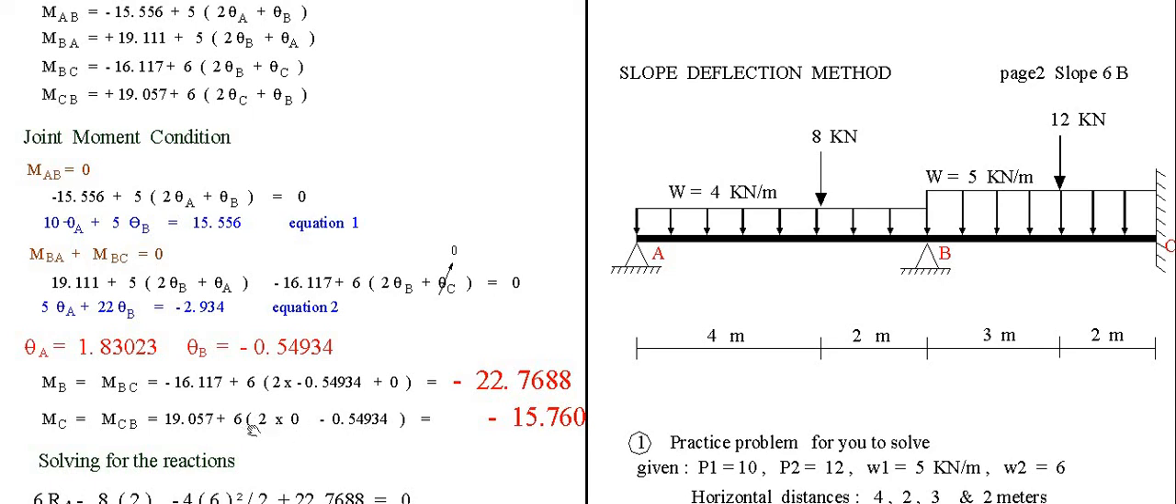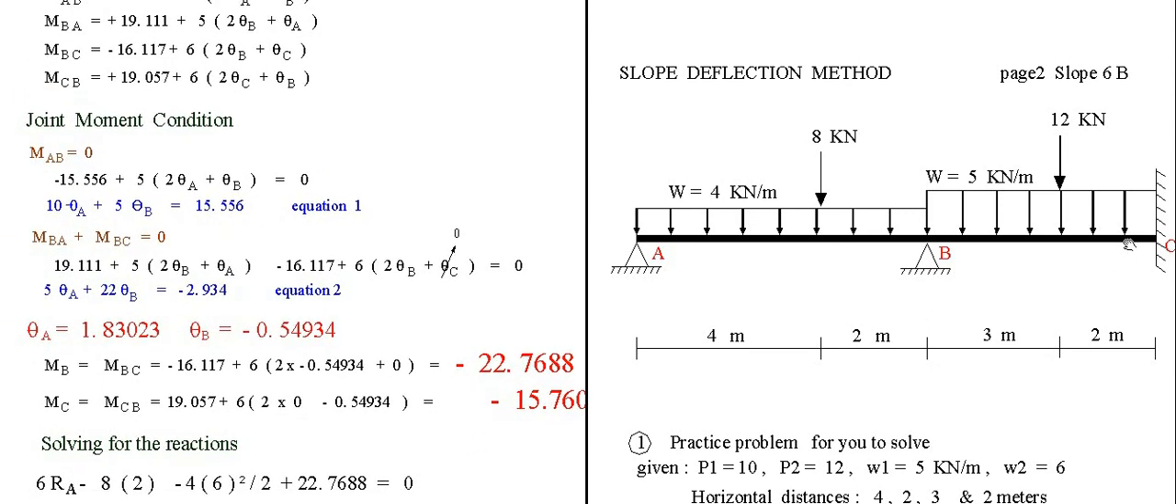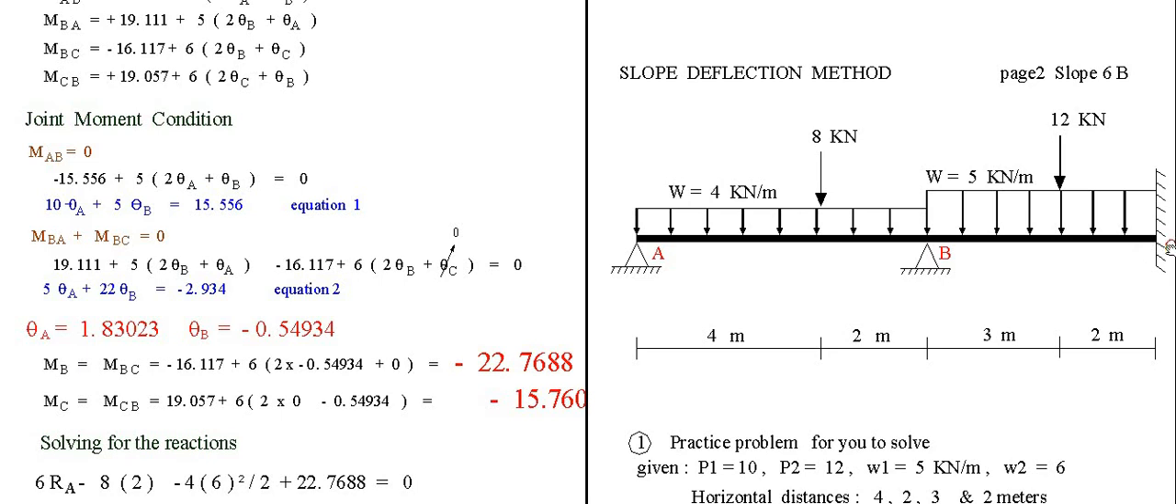Now this 0.5 of 6 is almost 6 times 0.5, almost negative 3. So the answer is positive here. Now the moment CB is positive here, but the true value of the moment at C is on the right of C. So you change the sign here.